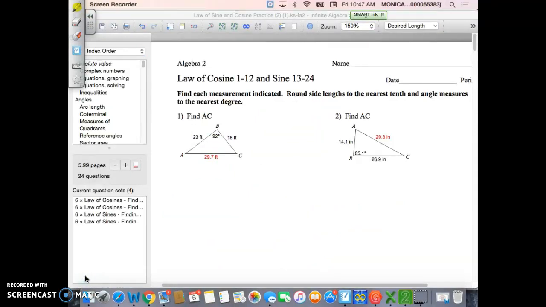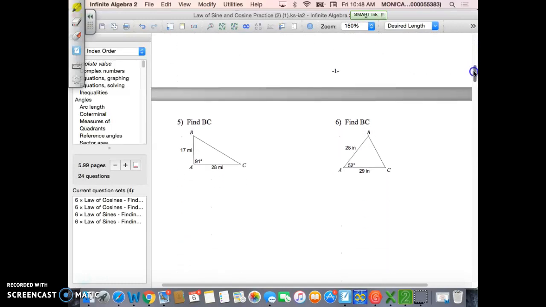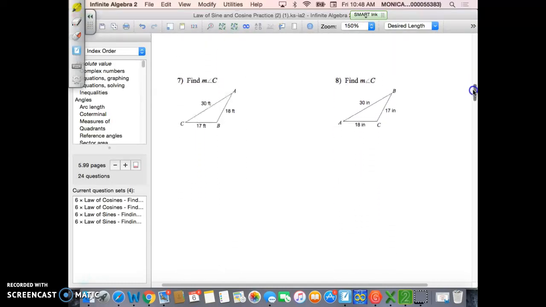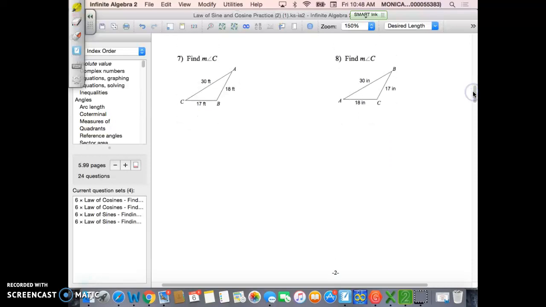Okay, let's go ahead and look at another example. And this one we're going to look at has the 3 sides labeled. So once again, if the 3 sides are labeled, you know that it's also going to be a law of cosines. So this would be number 7. So flip through to number 7. Okay, now this time we're trying to find the measure of angle C, which is right here.